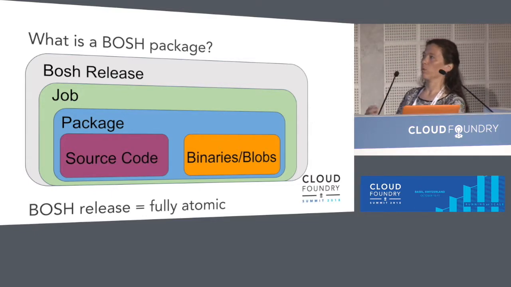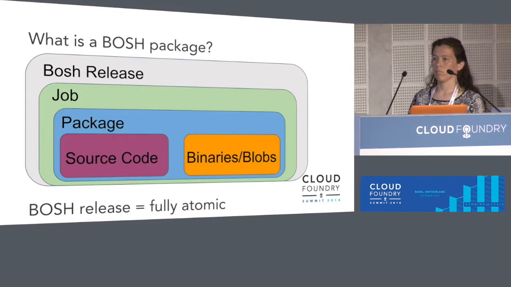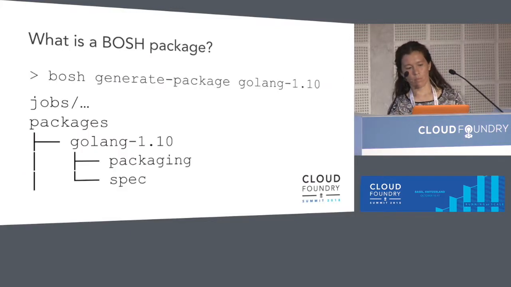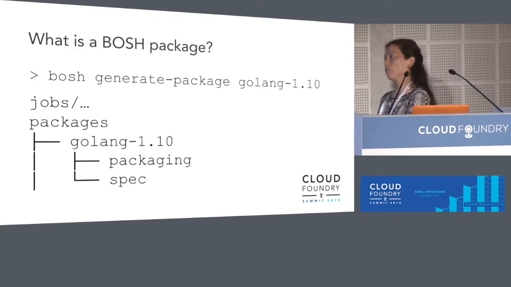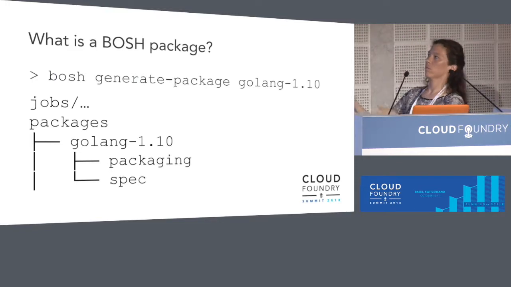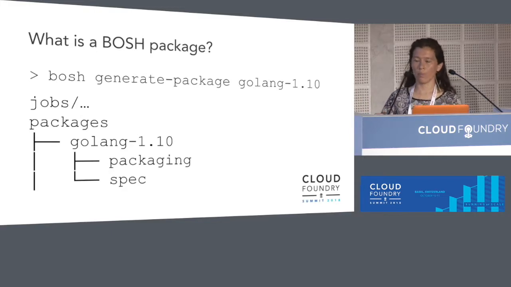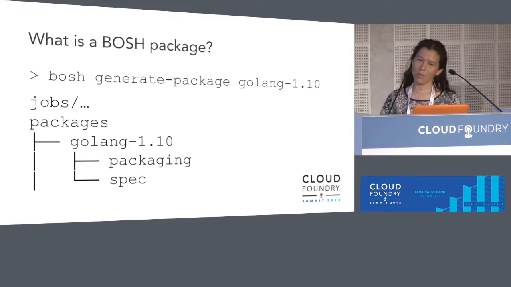The other thing that's worth calling out is that it's fully atomic. It has all the bits it needs to run. Potentially, you don't even need an internet connection at this point. If you look at the package itself, when you make a package with, you know, bosh generate-package, you end up with these two files. You have a packaging file, which will copy the actual bits into the correct portion on the Bosh VM. And then you have a spec file, which will specify any compile-time dependencies and the files that actually make up the package.